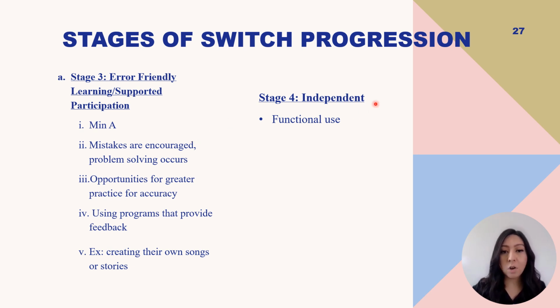And stage 4 will be independent. So this is when the patient can functionally use their device. So even though OT will be assisting speech therapy through this process, being aware of that switch progression is going to be the most important thing. And again, collaborating with your team, seeing how we can assist speech therapy through this process.